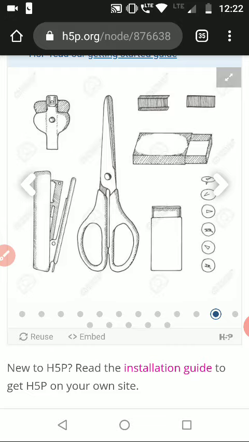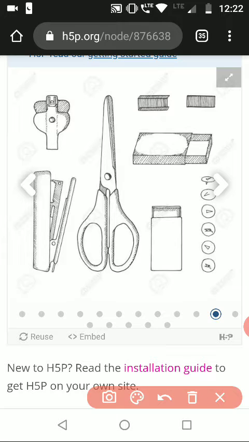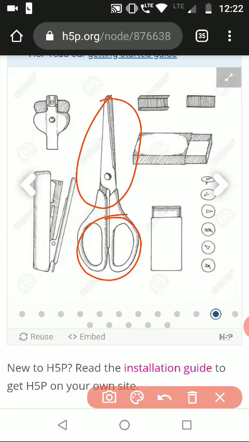Next, let us see, these are stationery items. Scissors. Scissors here is made up of metal. Mostly scissors are made up of stainless steel metal, which can easily cut, which have sharp edges. The handle is made up of plastic, which is easy to hold and does not harm our hands. Stapler itself is made up of metal. Inside and outer covering is of plastic.